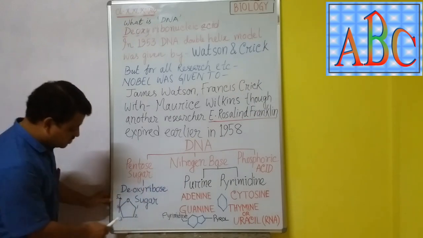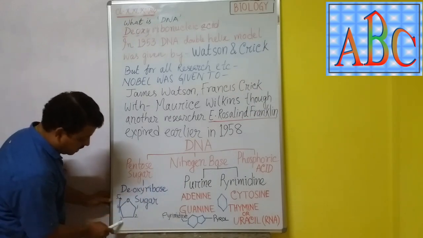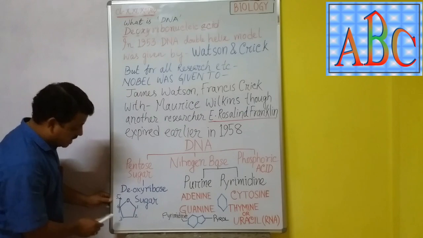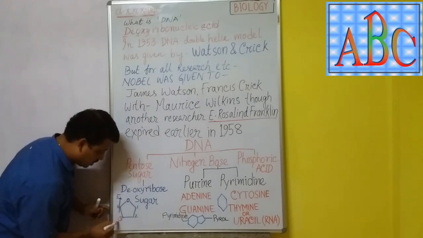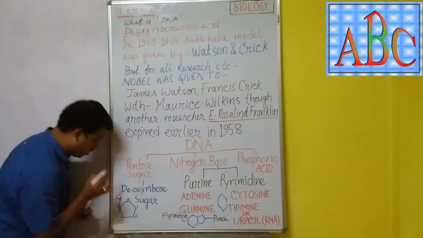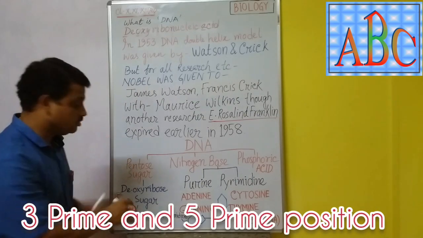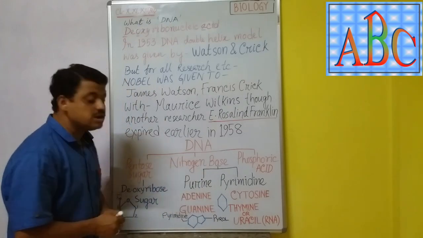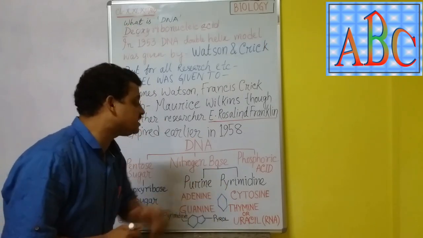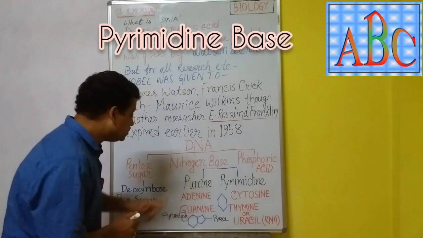We can see the structure, that 1, 2, 3, 4 and 5 carbons here, and mostly the 3 and 5, these 2 carbons are the attachment points for any strand that we will see later. Now, nitrogenous bases, mainly 2 types, one is purine, another is pyrimidine.